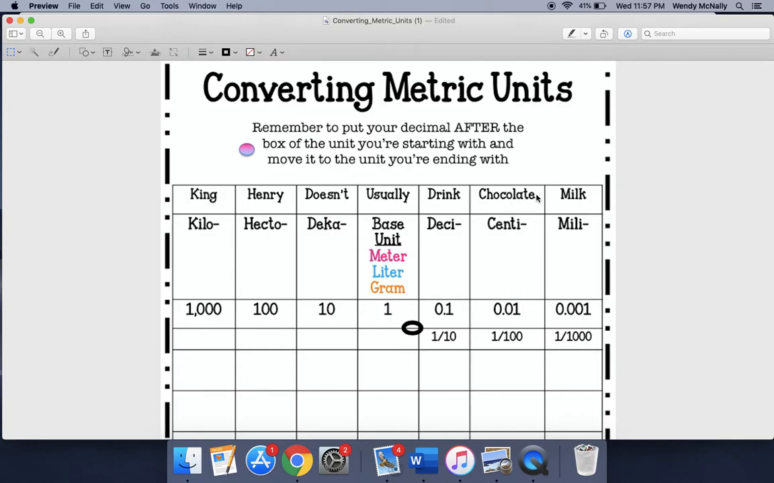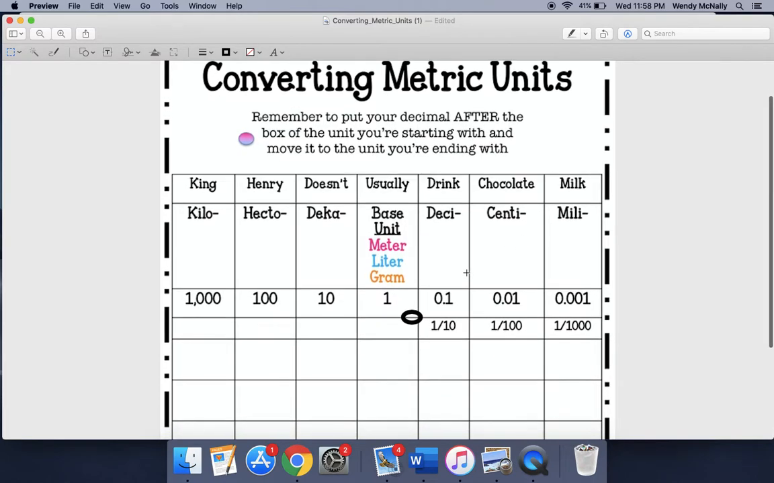These words at the very top are there to help you try to remember. So think of King Henry doesn't usually drink chocolate milk. That is just a tool in your mind in order to try to remember, just like when we were learning about long division and we had our tool about burgers, we learned how to do the different steps for long division. So this is the same exact thing. We'll think of kilo, hecto, deca, our units, which are meters, liters, and grams, and then deci, centi, and milli. So let me show you how this all works.